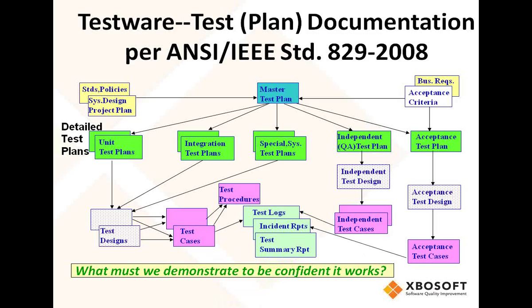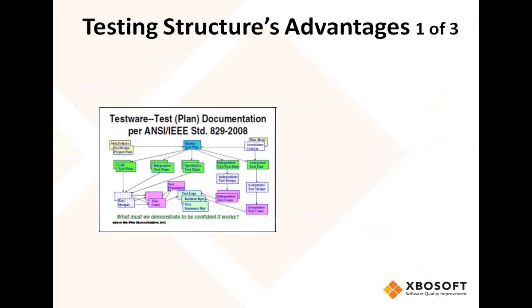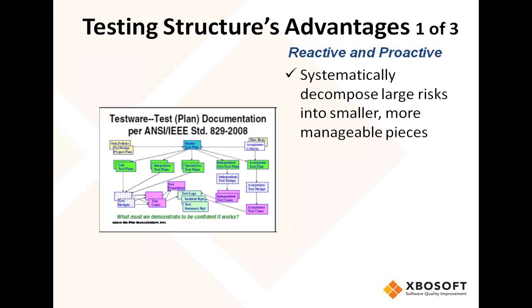So notice that test cases are not the full story. Now this structure gives us some opportunities that we might not have without having an organized structure. So some of these advantages are going to pertain to both reactive or traditional testing and what I call proactive testing. So the structure helps us systematically decompose that big elephant, that testing project, into bite-sized test case pieces. And anybody who's familiar with project management knows that one of the fundamental techniques for reducing risk is to break things into smaller, more manageable pieces.